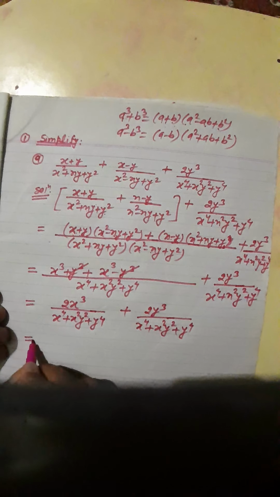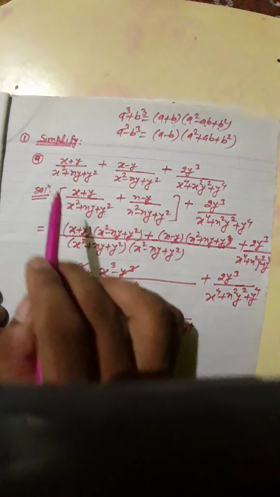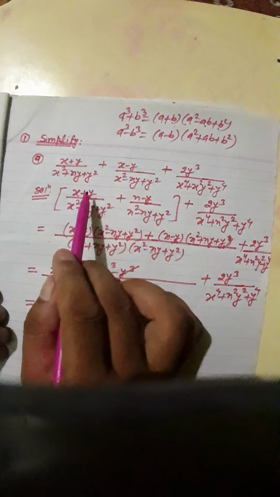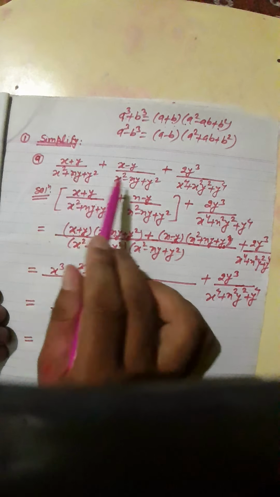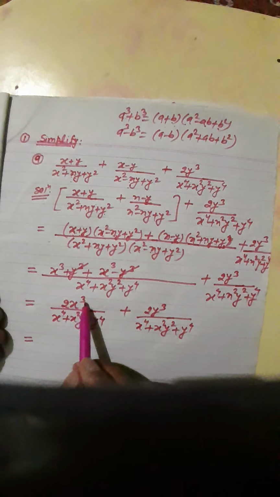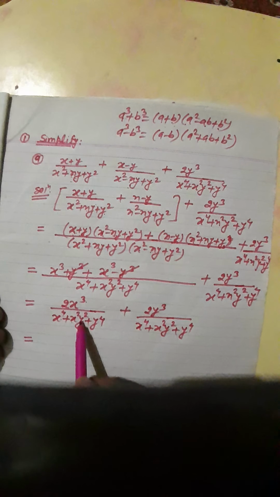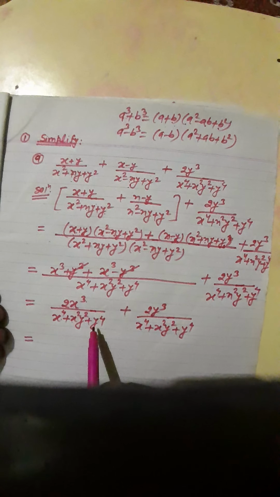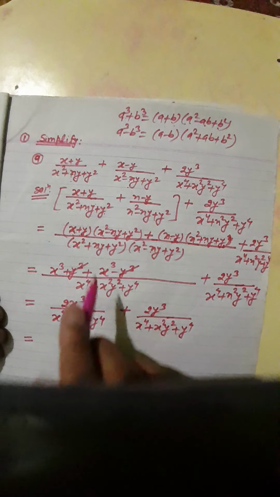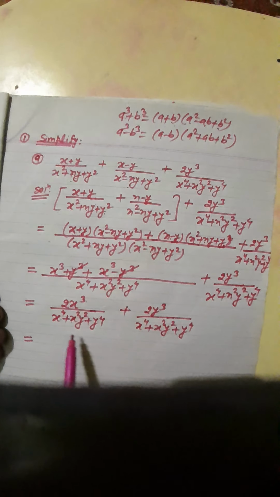Okay, after simplifying the first two expressions, we got this answer: 2x cube upon x power 4 plus x square y square plus y power 4. Again these two expressions remain, and we have to simplify these two expressions in the same way.